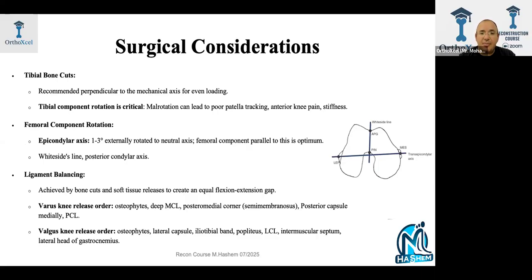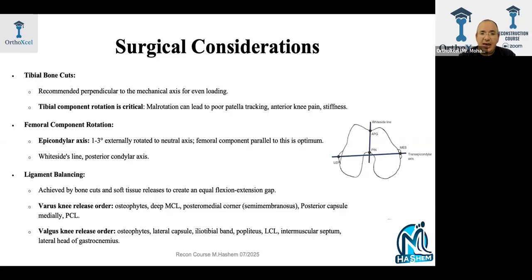You can draw this by a cross line between the Whiteside line as a vertical line and the posterior condylar axis. You need your ligaments balanced. You have to do a proper bone cut. You have to start with a proper soft tissue release. Don't go too crazy on the soft tissue release, and don't go too little either. Too little or too much will end by imbalanced soft tissue.